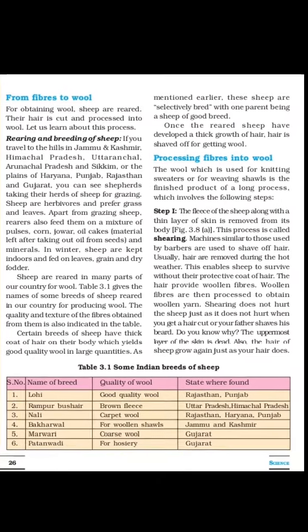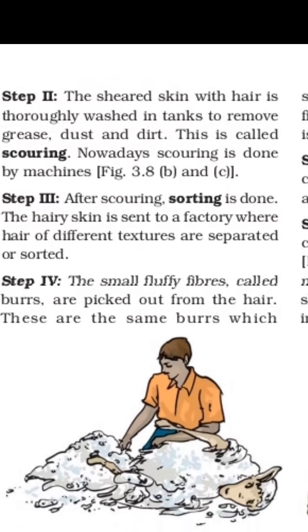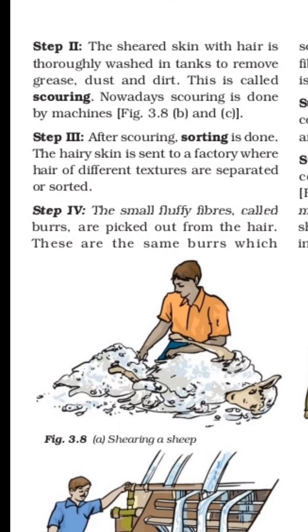Now the next process is step two: the sheared skin with hair is thoroughly washed in tanks to remove grease, dust and dirt, and this is called scouring. And nowadays scouring is done by machines.